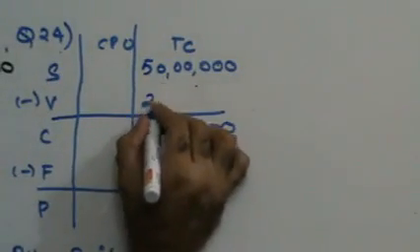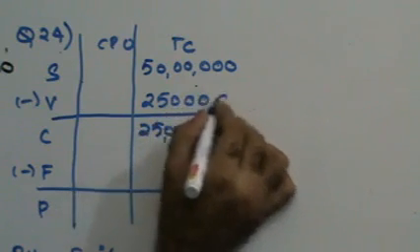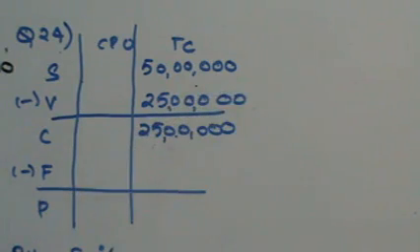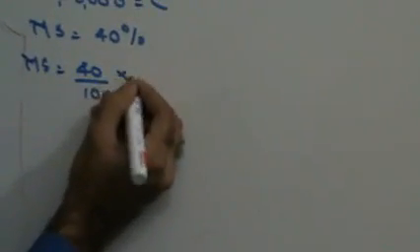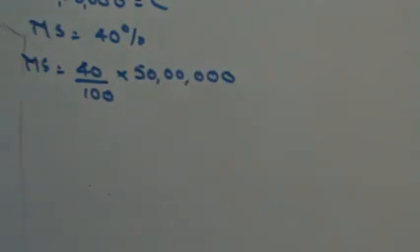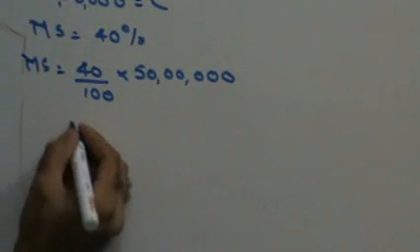If contribution is 25 lakhs, variable cost will also be 25 lakhs. They have given you MS is 40%. 40% means 40% of what? 40% of sales. When a percentage is given to you, all percentages have to be calculated on sales. So I can say MS is 40 upon 100 into sales. Sales is 50 lakhs. So in that case, this is going to be 20 lakhs.